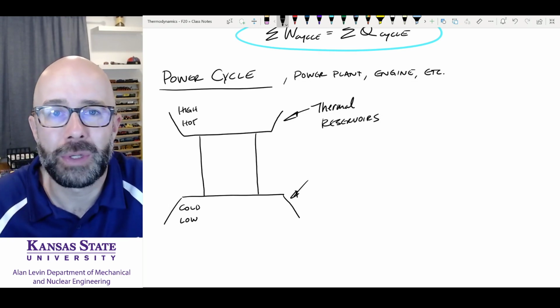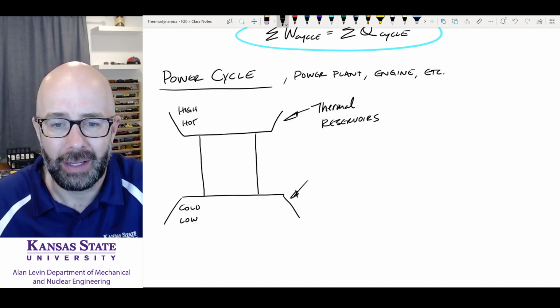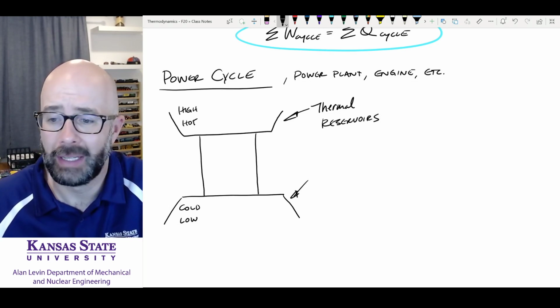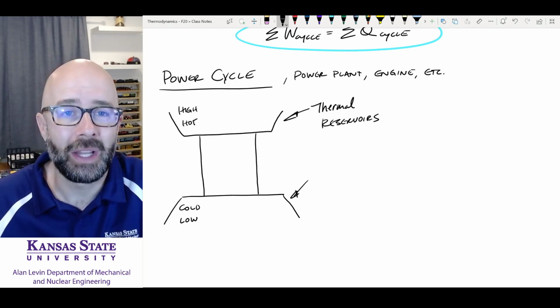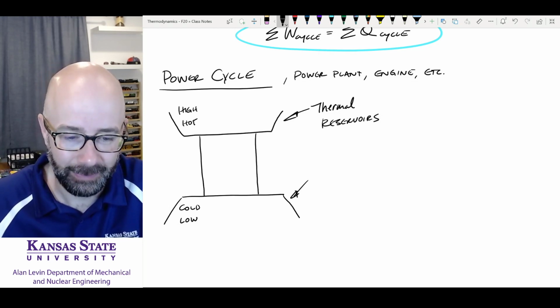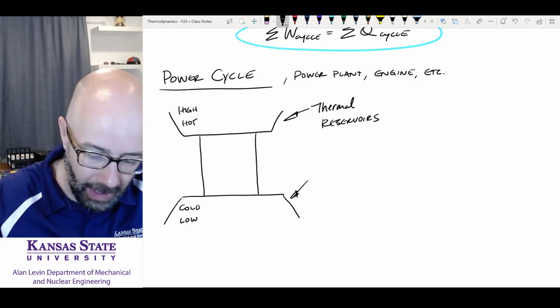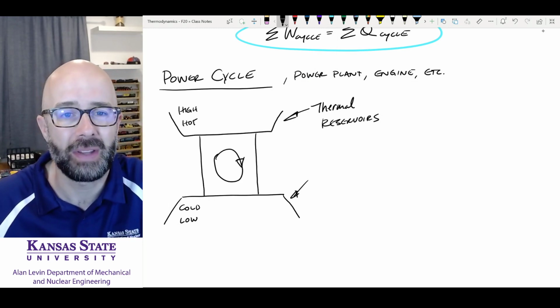I might have 1,000 degrees Kelvin, and cold might be 900 degrees Kelvin. That's still very warm, but it's cold relative to the high. Okay, and in here, what I'm going to draw is a cycle. Here's a cycle. I'm going to draw a circle here. Just say there's a cycle that's happening inside of here.